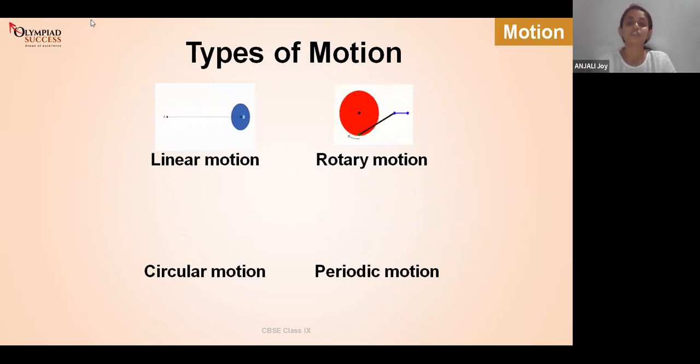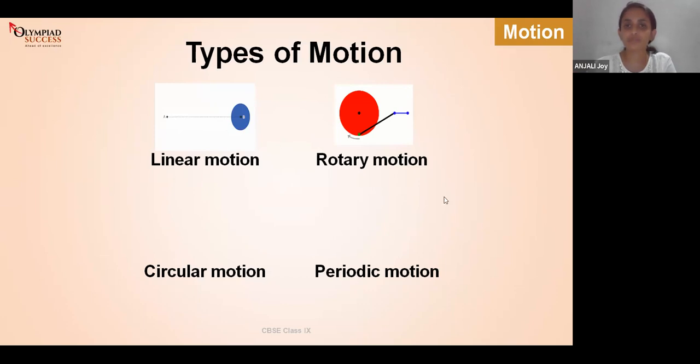Okay. So first one, let us see linear motion. What do you see in linear motion? Khyati or Raghvendra? Anyone can answer. Linear motion. What happens in linear motion? The ball moves from position A to B in a straight line. So the ball is not changing its path. It is moving in a straight line from A to B. Yes, very good, Khyati. So when an object moves in a straight line, then it is said to be in linear motion.